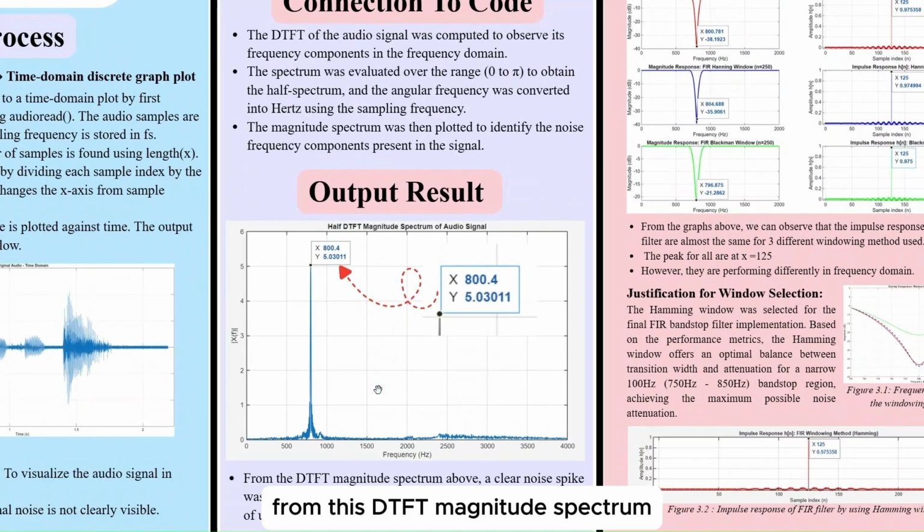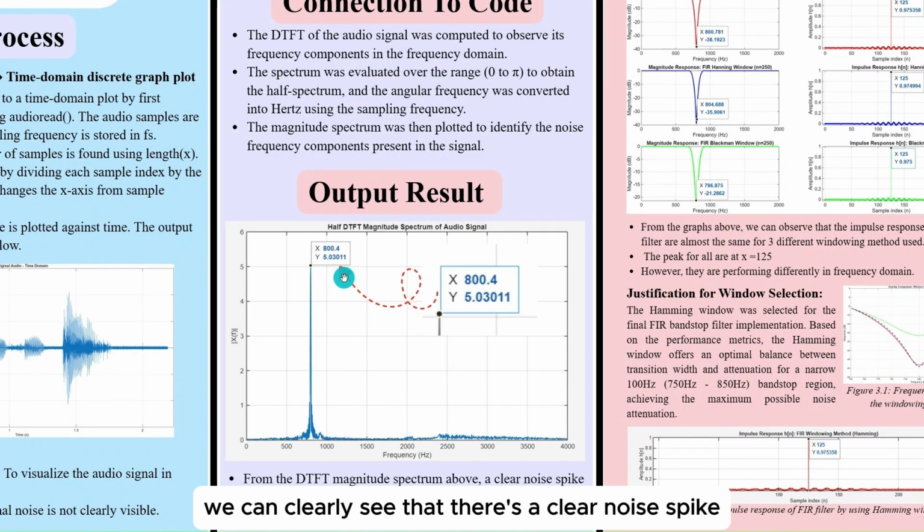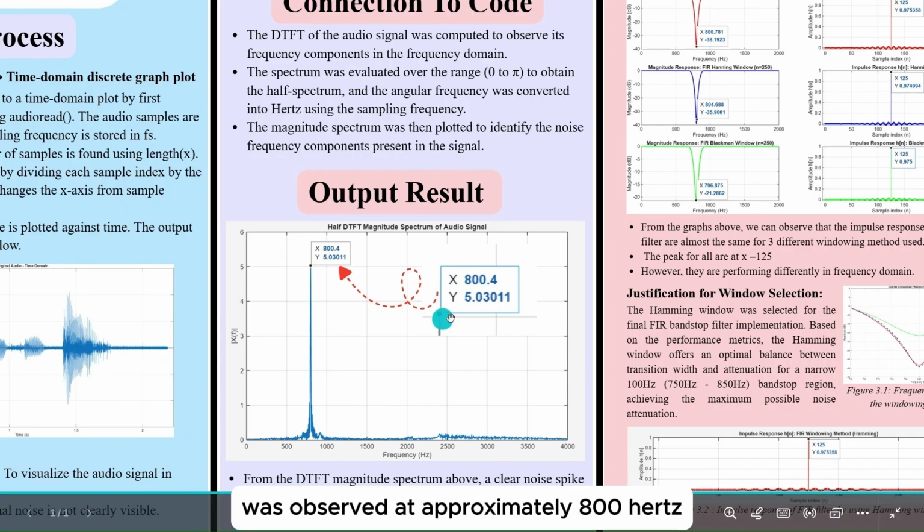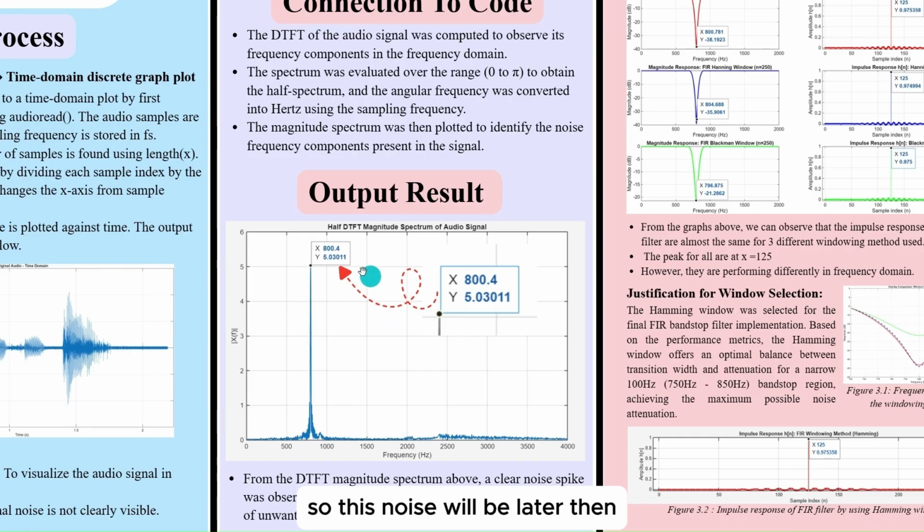From this DTFT magnitude spectrum, we can clearly see that a noise spike was observed at approximately 800 Hz. So this noise will later be filtered out using FIR and IIR filter design.